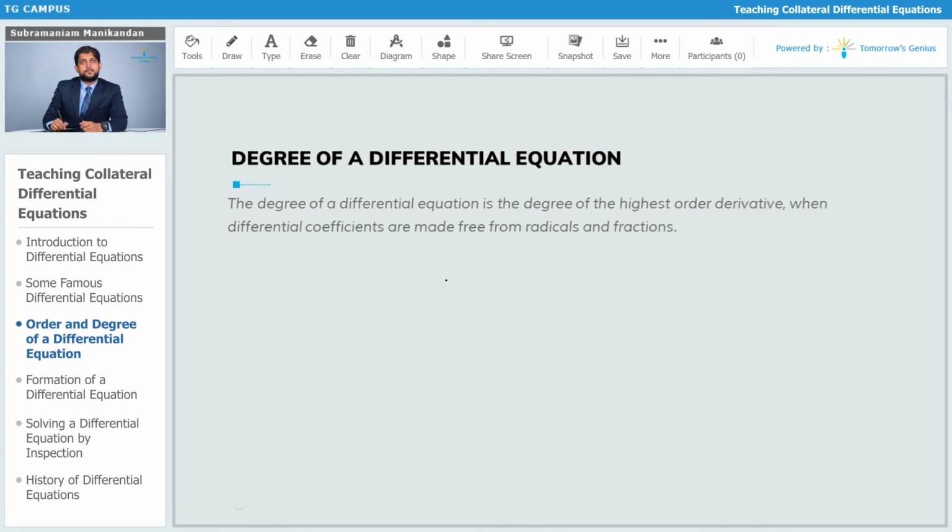Suppose we have a differential equation like this: d square y by dx square minus the cube of dy by dx is equal to 4.